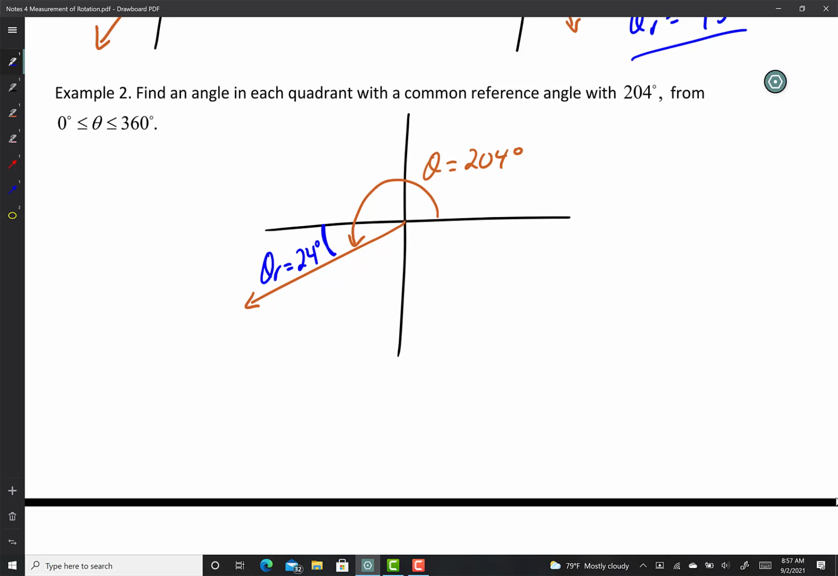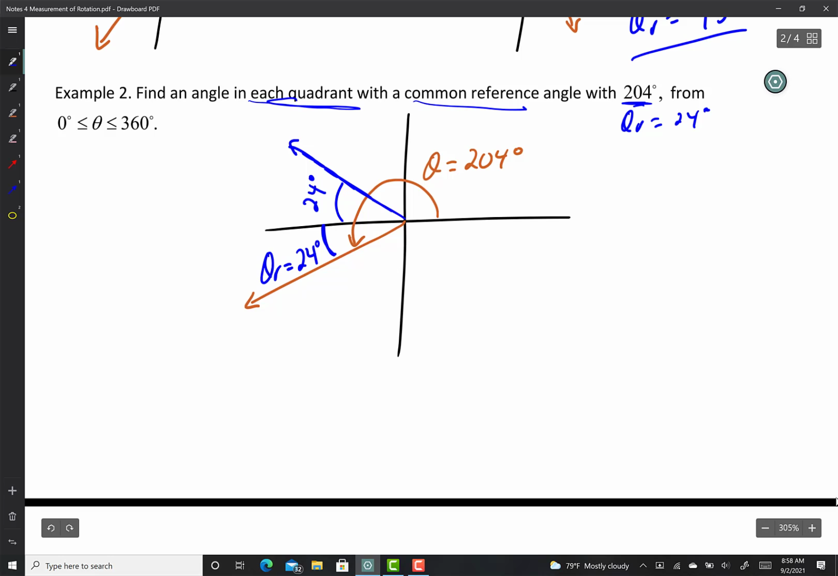So I got my reference angle of 24, and I want to know if I've answered the question. I haven't read it fully to understand it. Let's see. Find an angle in each quadrant with a common reference angle with 204. So I found my reference angle for 204, which was 24 degrees. What they want to know is the angle that creates a 24-degree reference angle in each quadrant. Does that make sense? So I'm going to draw a 24-degree angle in all of them. Here we go, 24 degrees. There it is. That's 24.